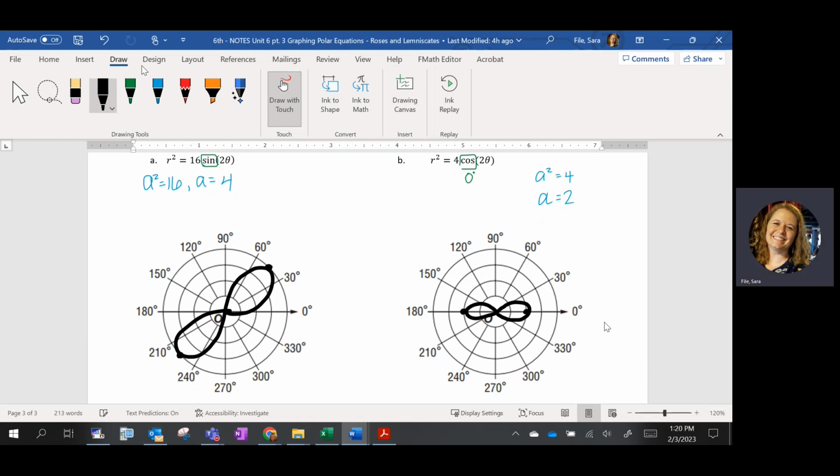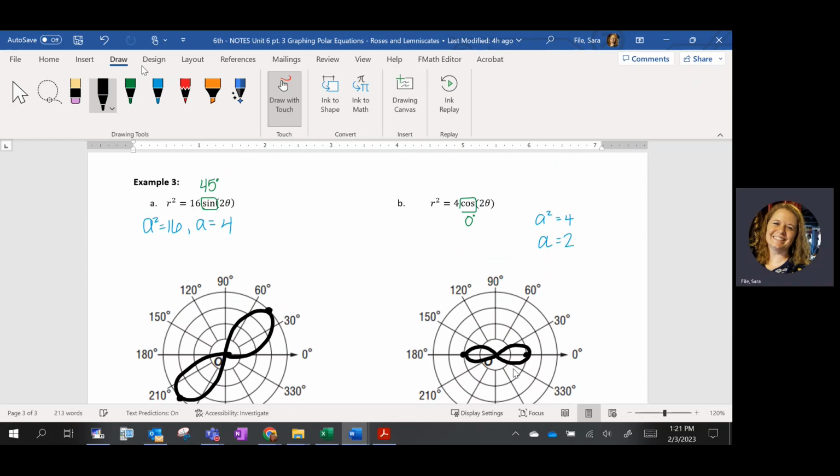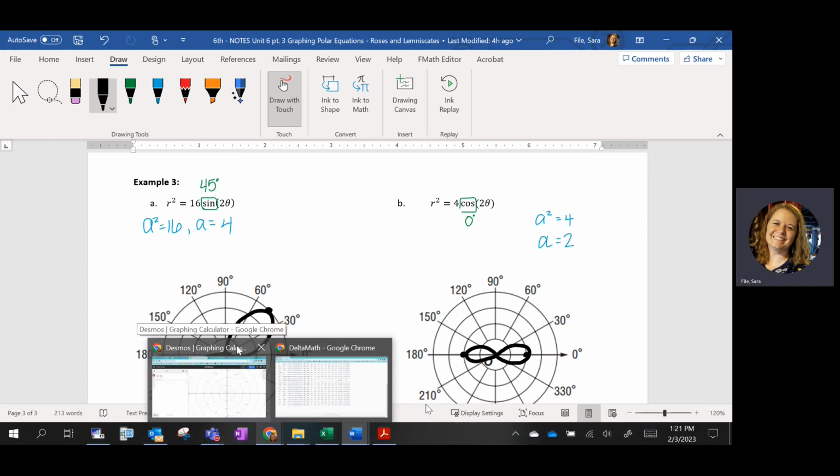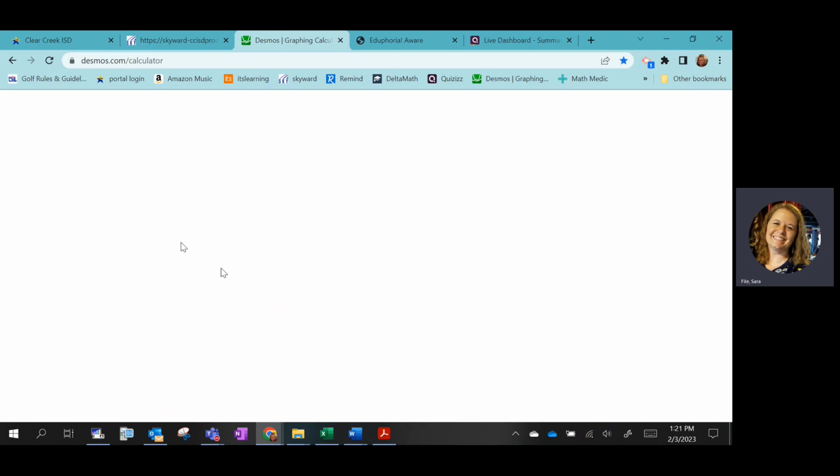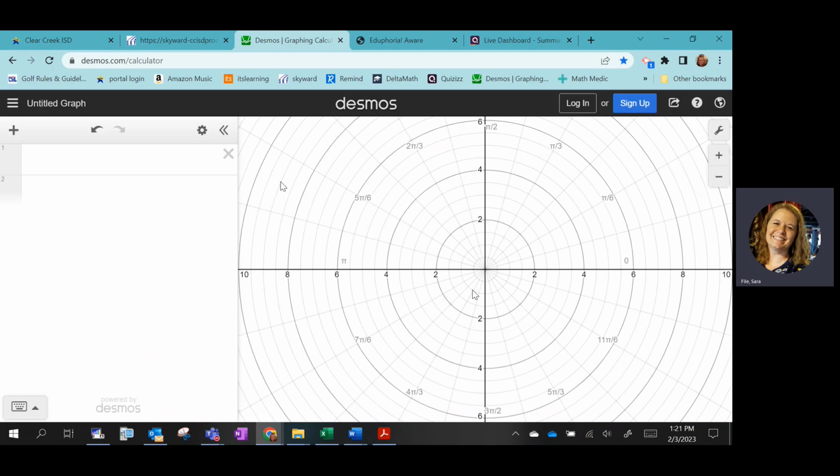Feel okay about those? All right. So we're going to do a little check for understanding in... Actually, before I do that, I do want to point something out on Desmos.